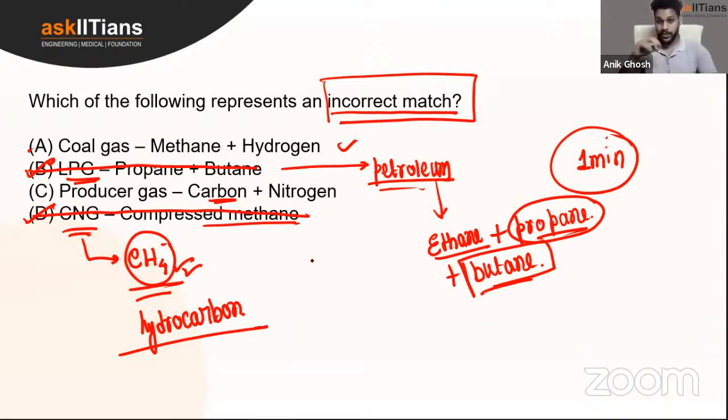Combustion and flames, you just read it out from there. If you have learned NCERT properly, you will definitely get the answer. So this is going to be your right answer. Option C is the right answer for this question.